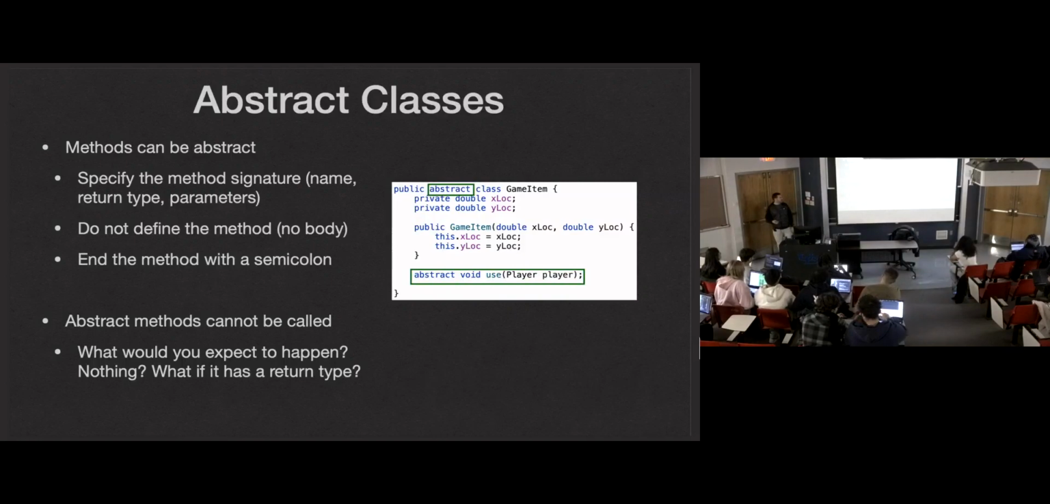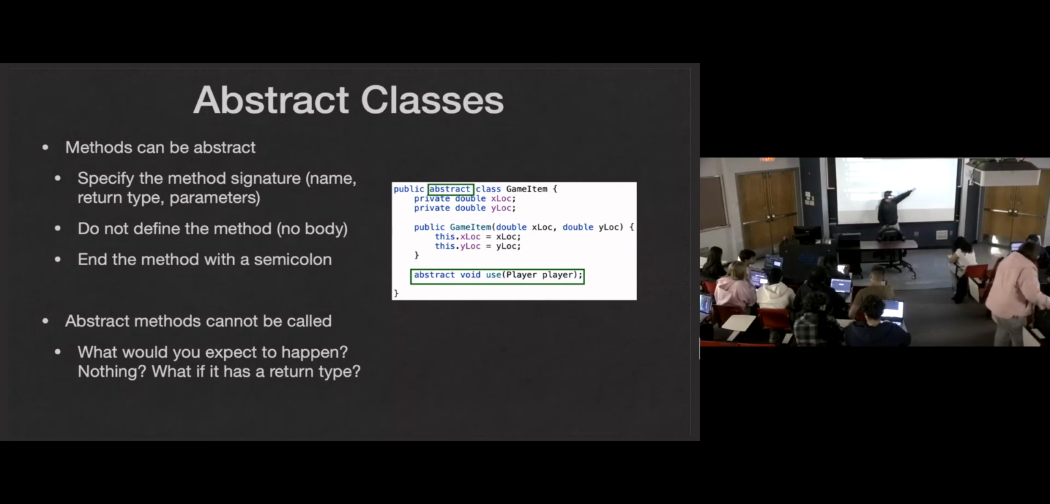Abstract. We can have something called abstract methods. If we want an abstract method, we use the keyword abstract, and then we'll declare the signature of a method, which is its return type, its name, and its parameter list, including types. And then we just cap it off with a semicolon. No body to this method. This is called an abstract method. And the big thing about abstract methods that you need to know is they can't be called, ever.